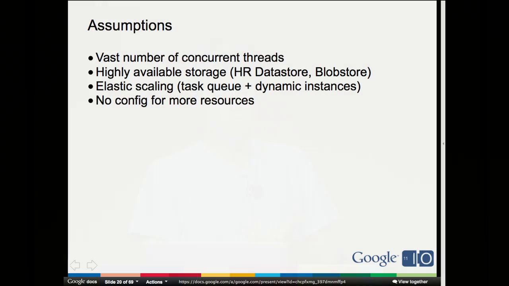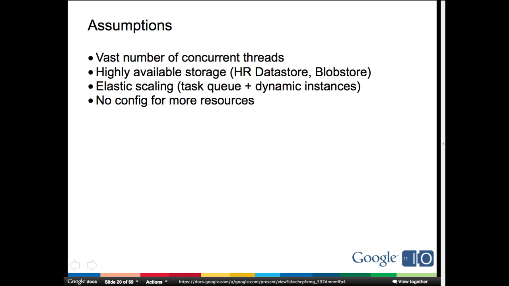OK, so here are my assumptions. I have a lot of threads. I've got extremely highly available storage, which is awesome. I've got elastic scaling of dynamic instances, so the queues will just spool them up. I've got apps with thousands of instances, and I don't have to configure anything. They just get spooled up, which is pretty crazy assumptions.